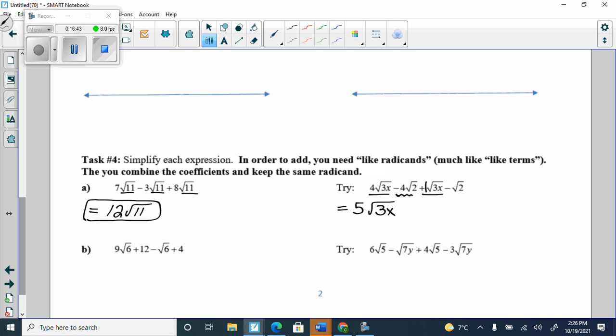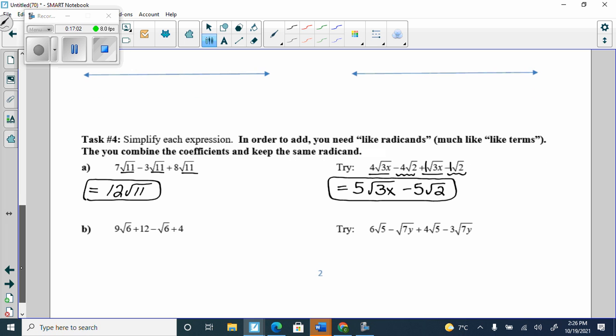And then I have negative 4 root 2 minus 1 root 2. What's negative 4 minus 1? Negative 5 root 2. So what's under the radicand doesn't change. And you just treat it like they're like terms, just like when you add an x with an x, right? It's the same thing, they're just radicals.